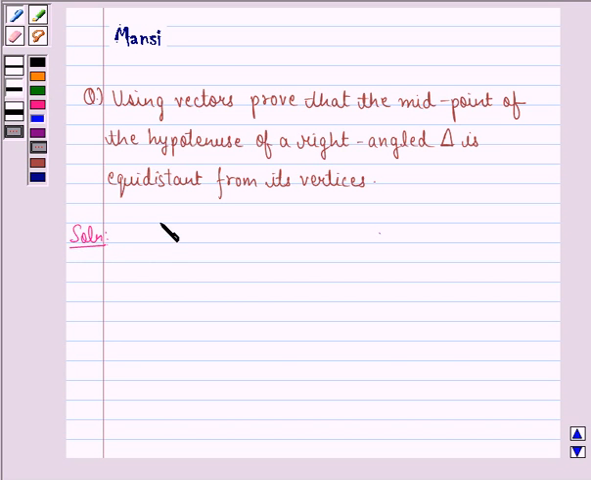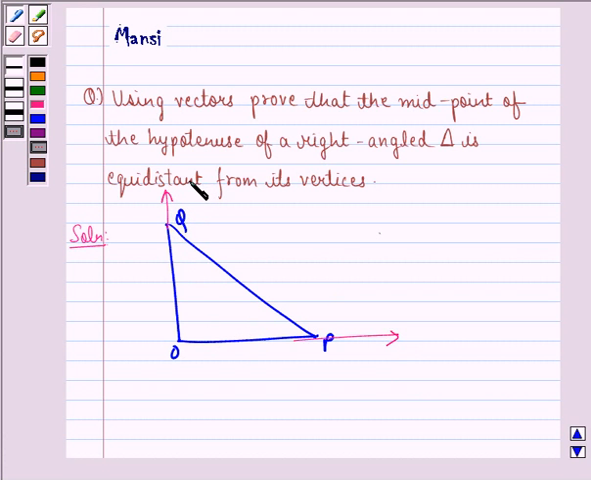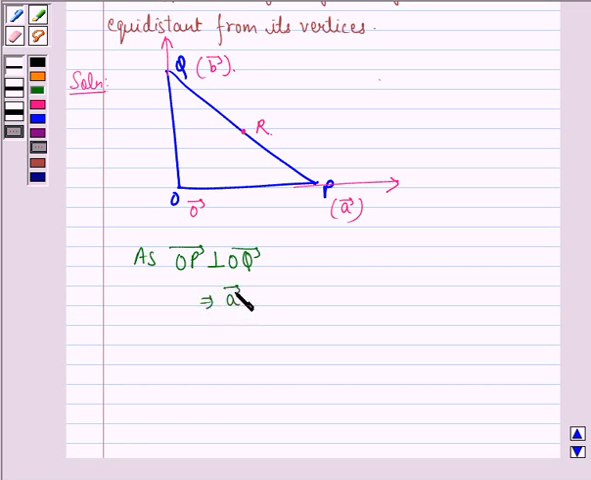Now, let the triangle OPQ be a right-angled triangle such that OP and OQ are taken as coordinate axes respectively. Let R be the midpoint of hypotenuse PQ. Let the position vectors of P and Q be vector A and vector B respectively, as vector OP is perpendicular to vector OQ. This implies vector A dot vector B is equal to 0, and this we call 1.